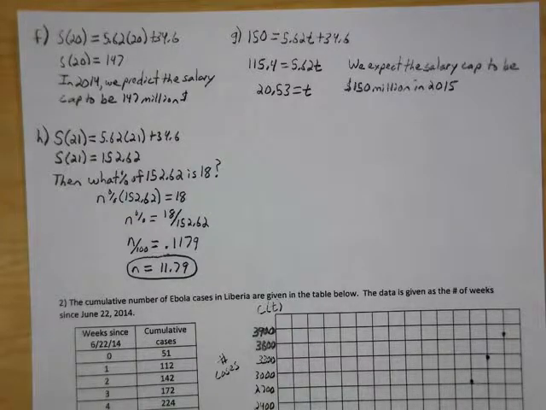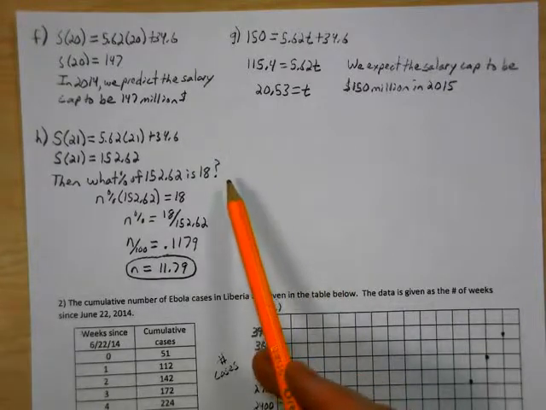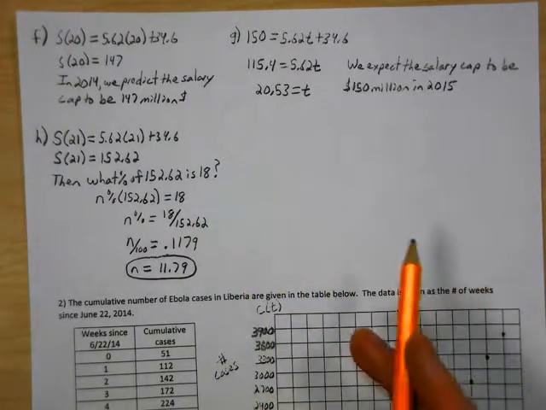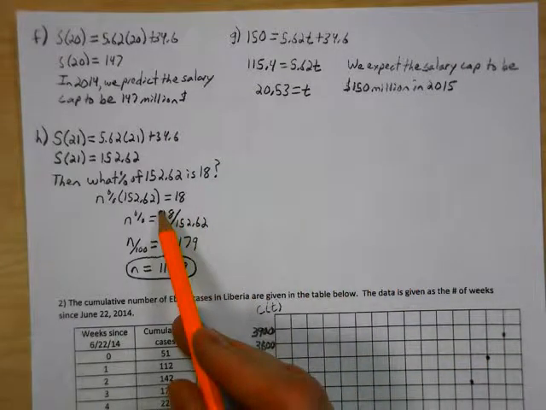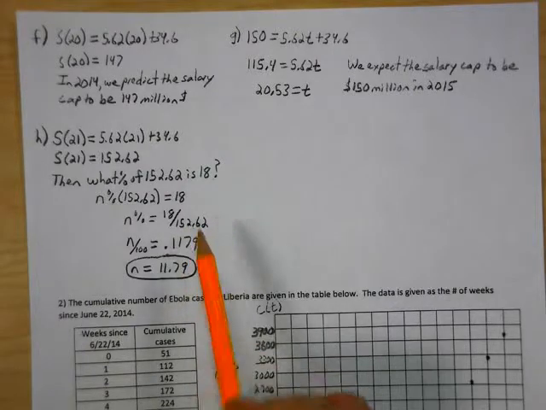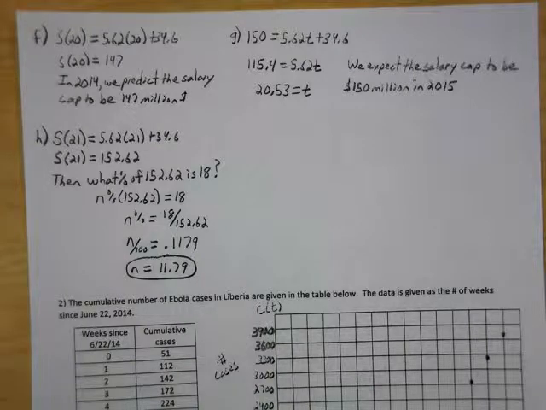Part H, that one's a little bit trickier because they say a player that makes $18 million, what percent of the salary cap would that player take up? Well, it's basically 18 million out of the total, and you find the total by plugging in 21 for the t-value, because that's the year 2015. You end up with about 11.79%. So a player that makes $18 million would take up almost 12% of the team's salary cap that year.